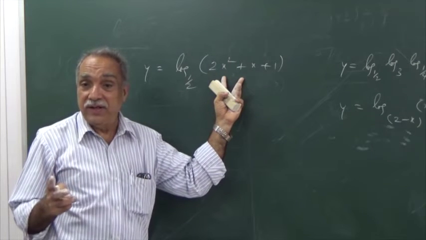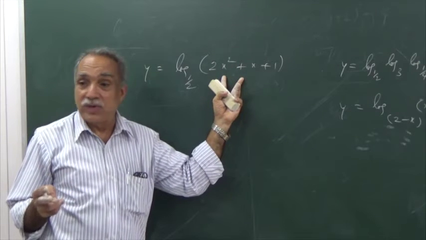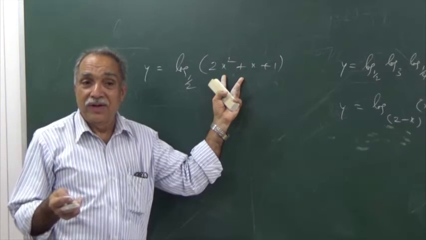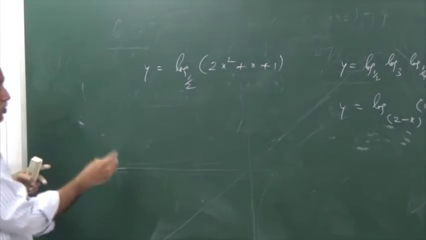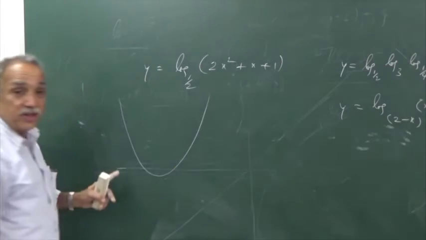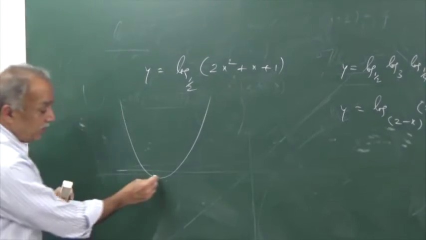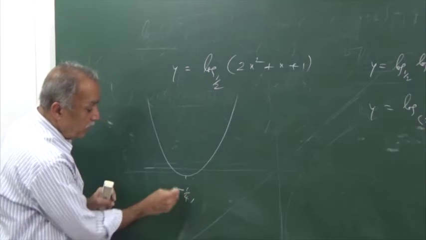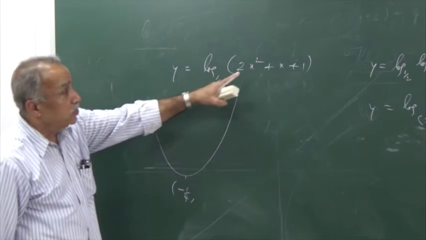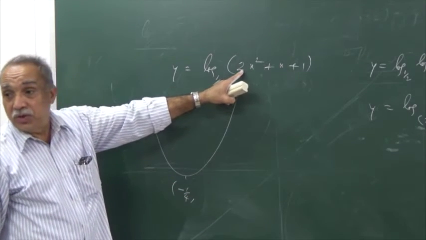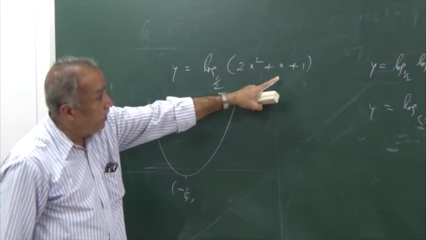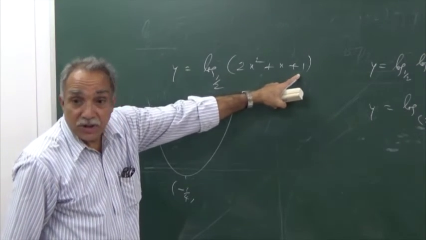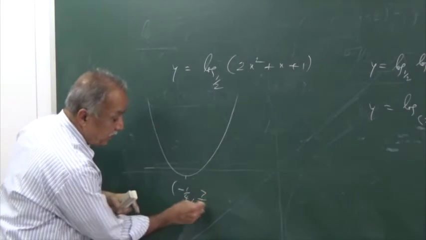There are two ways to identify: one is the method of completing squares, another is drawing the graph. Which should I apply now? Graph. Because the x square coefficient is positive, it is a parabola with vertex below. The x coordinate of the vertex, minus b by a, is minus 1 by 4. The y coordinate when x equals minus 1 by 4: 1 by 16 into 2 is 1 by 8. 1 by 8 minus 1 by 4 is minus 1 by 8, minus 1 by 8 plus 1 is 7 by 8.